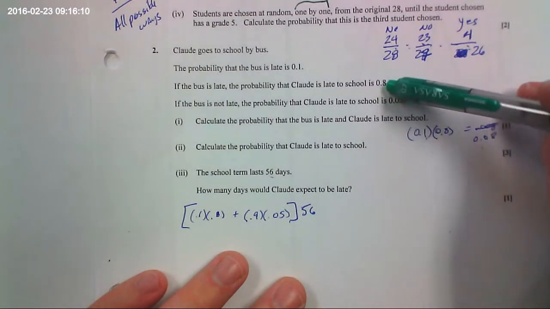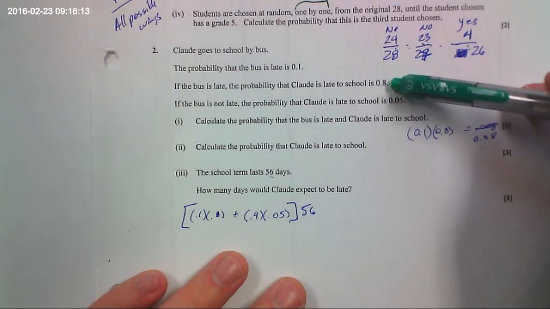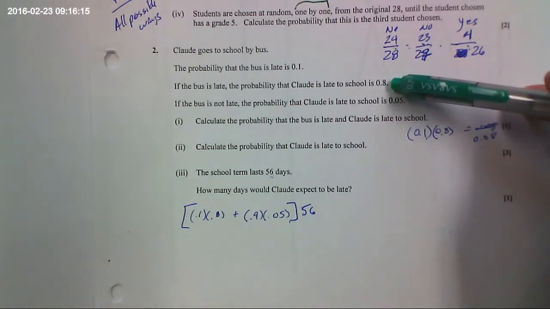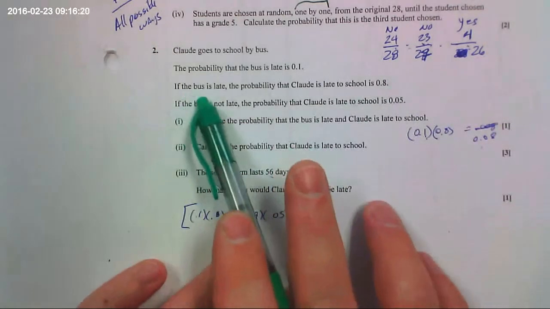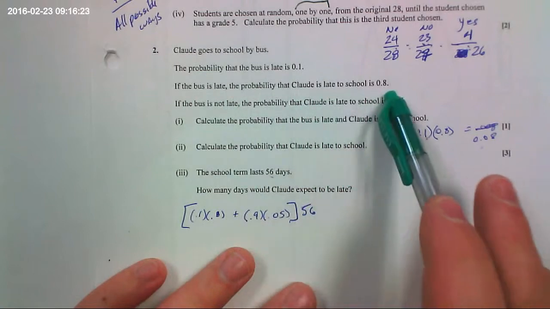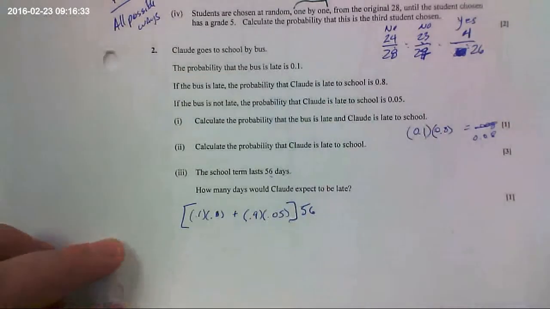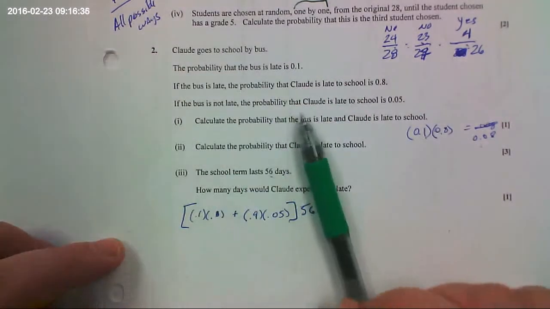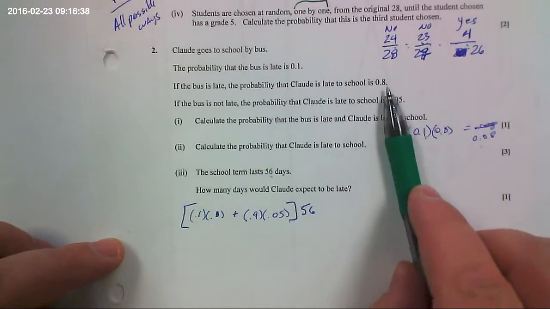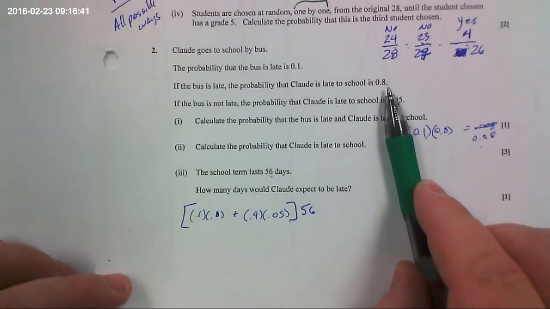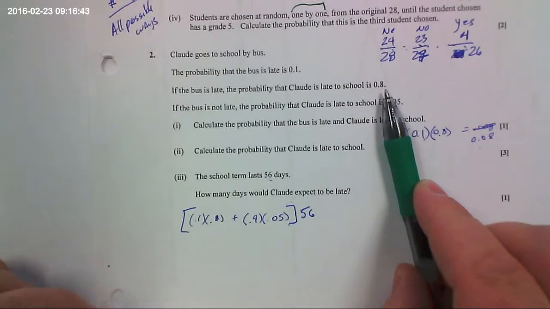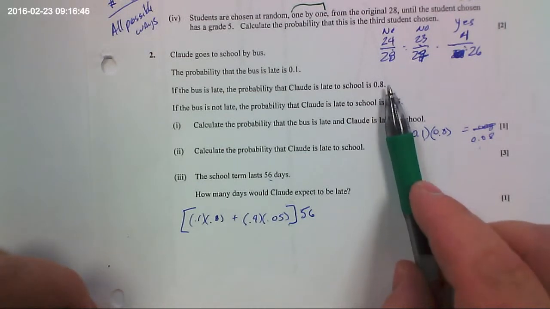Oh, I take it back. Wait, how would that be? How could the bus be late, but he not be late? Because look, it says that if the bus is late, the probability Claude is late to school is 0.08. How could that be? He misses the bus too. It's late, so he misses it. If it's late, they're both late. But that's even higher than this, right? What would make that happen? Why is it so much higher?